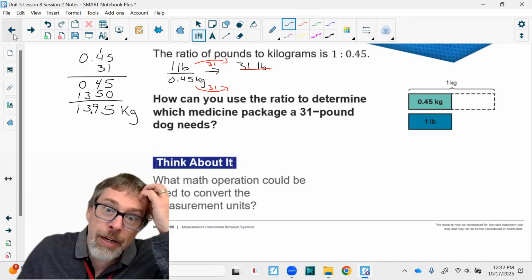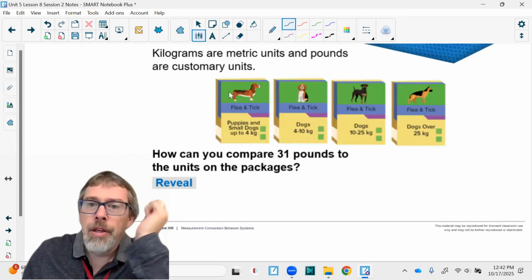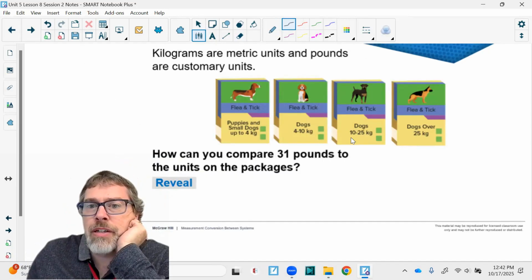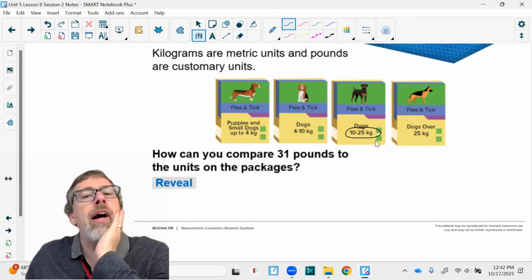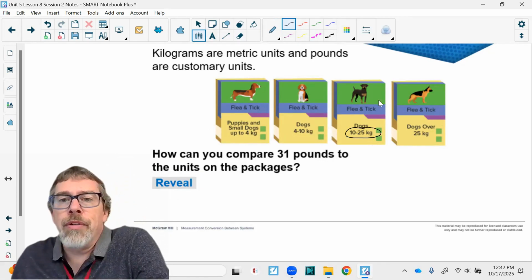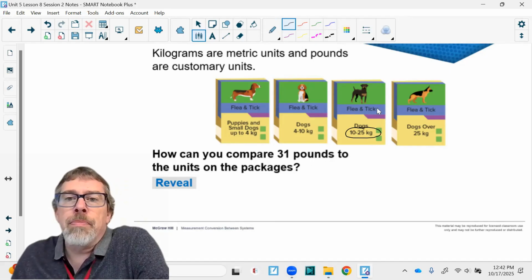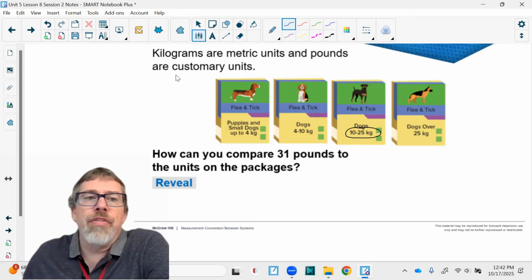Okay, so if I now go back to the problem, 13.95 kilograms would be between 10 and 25. So we're going to give her dog this size here. The dog's 10 to 25 kilograms.